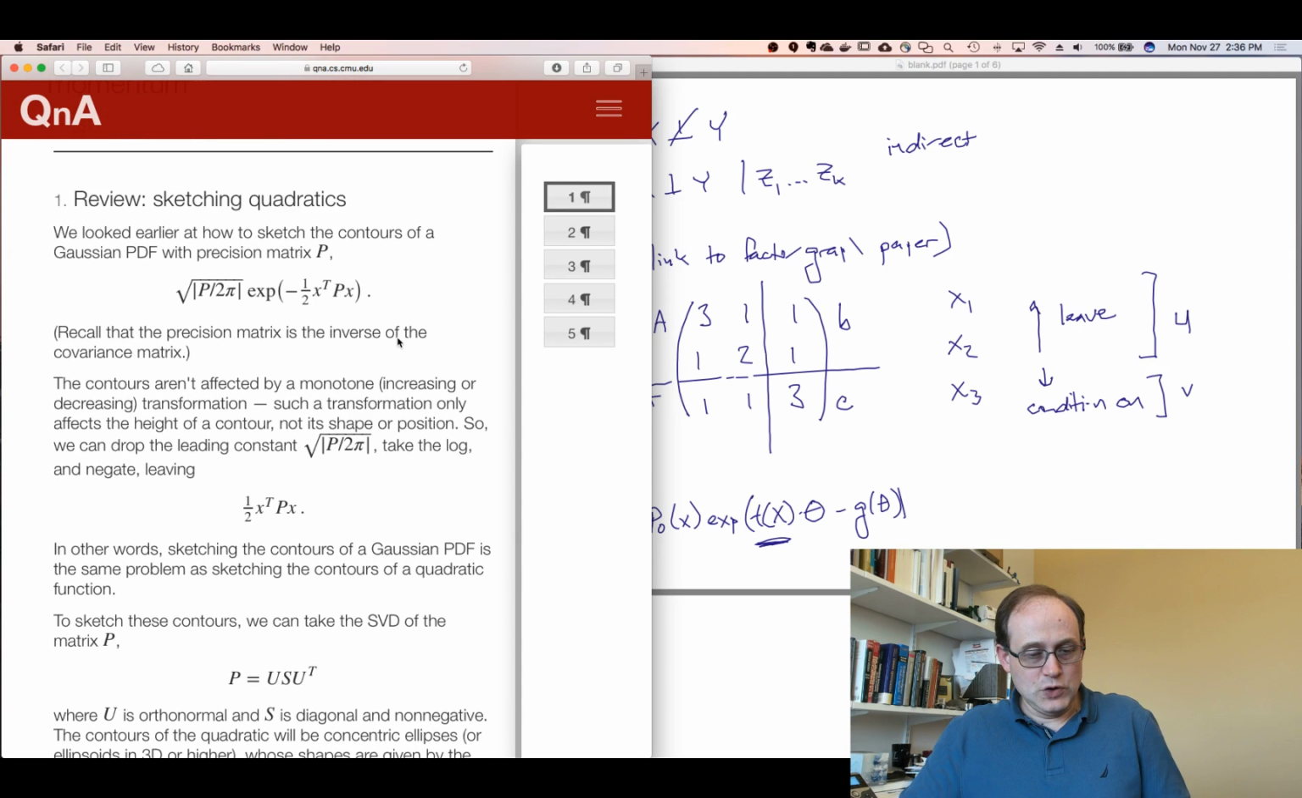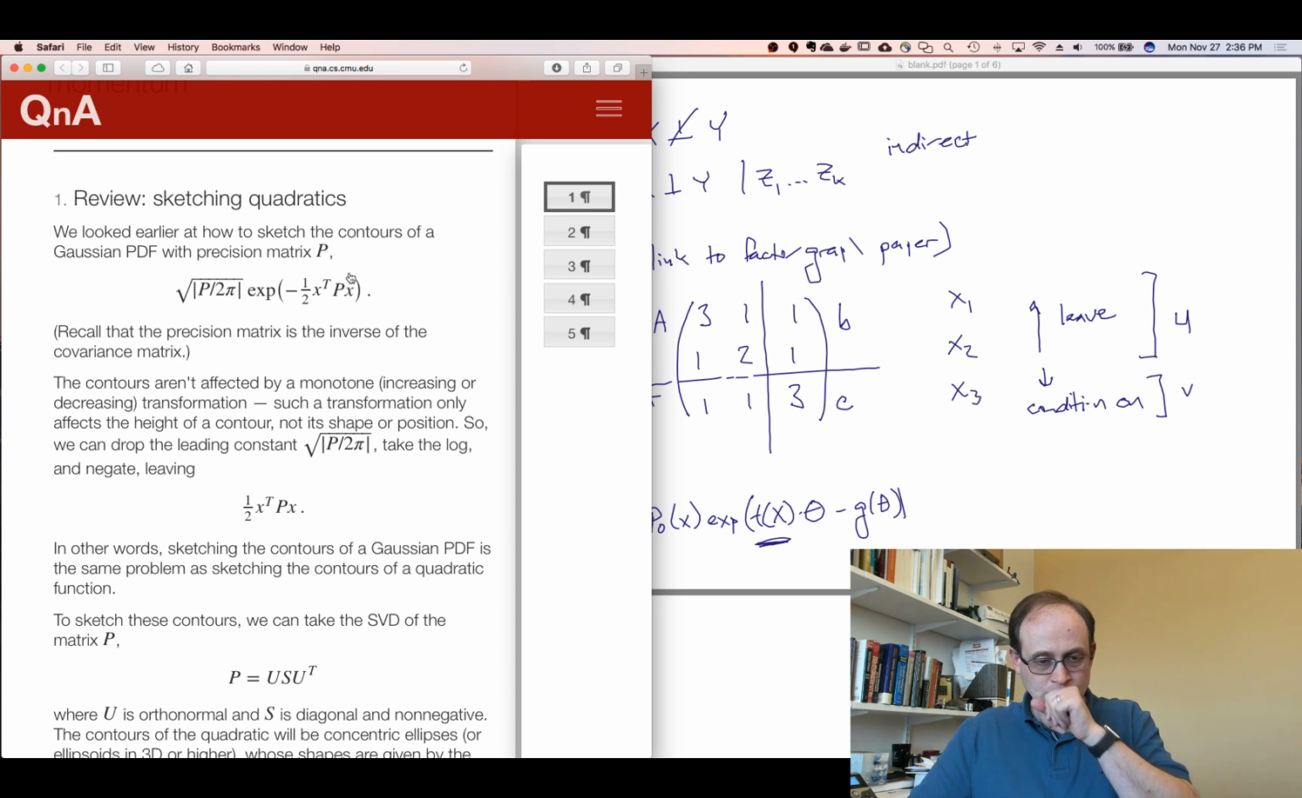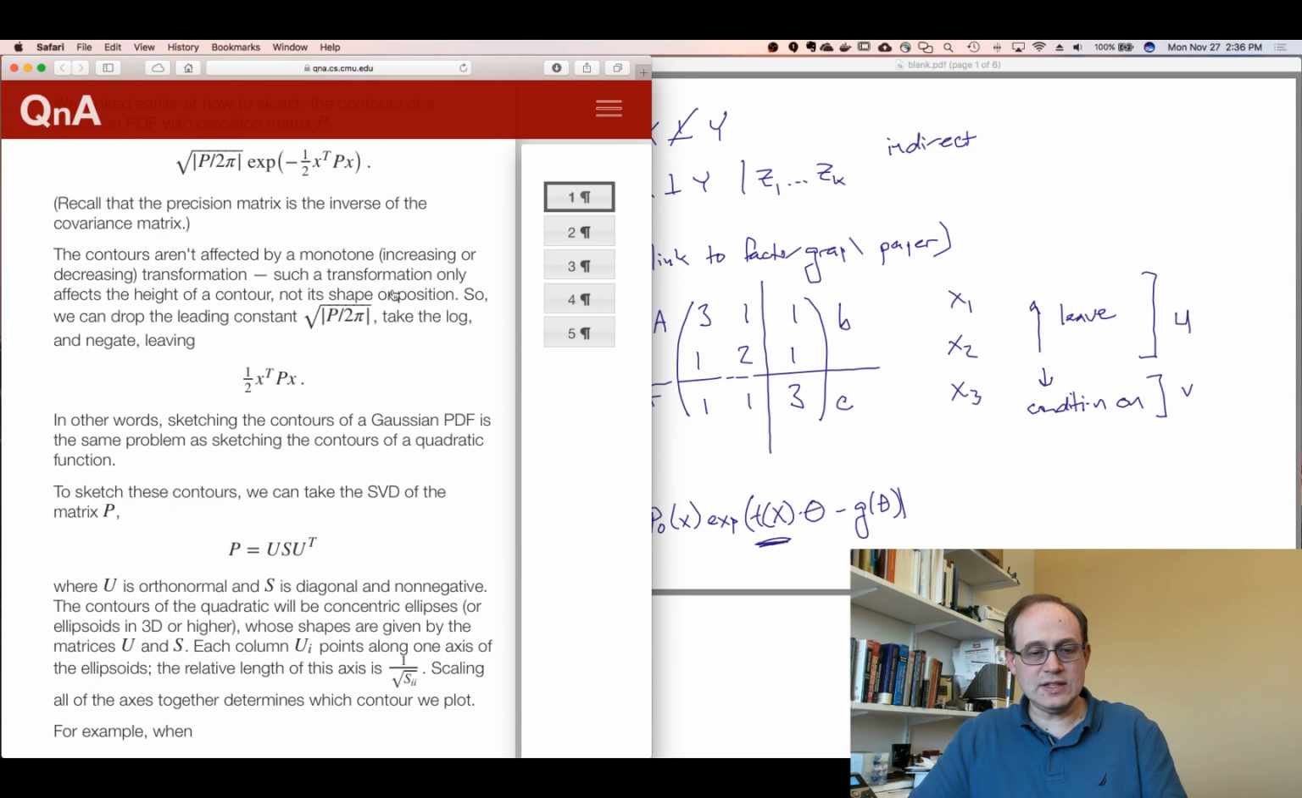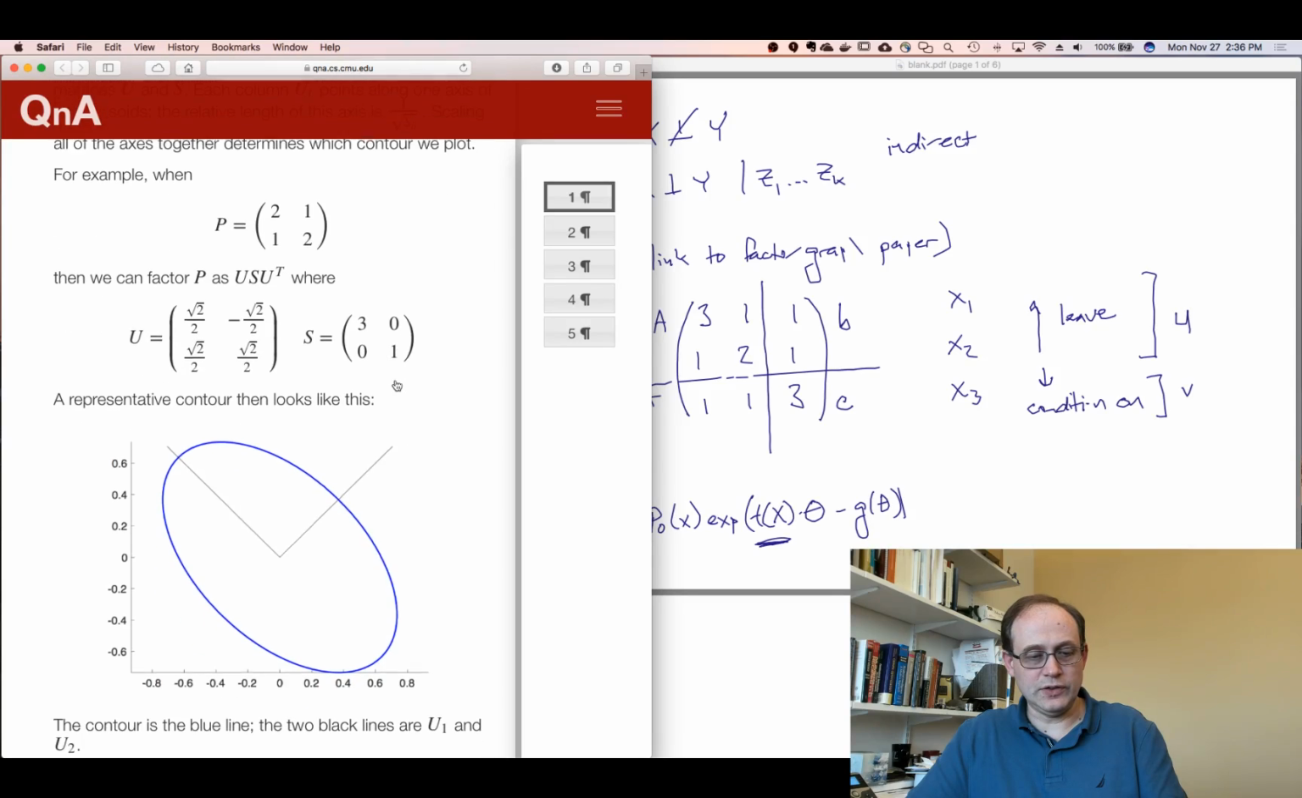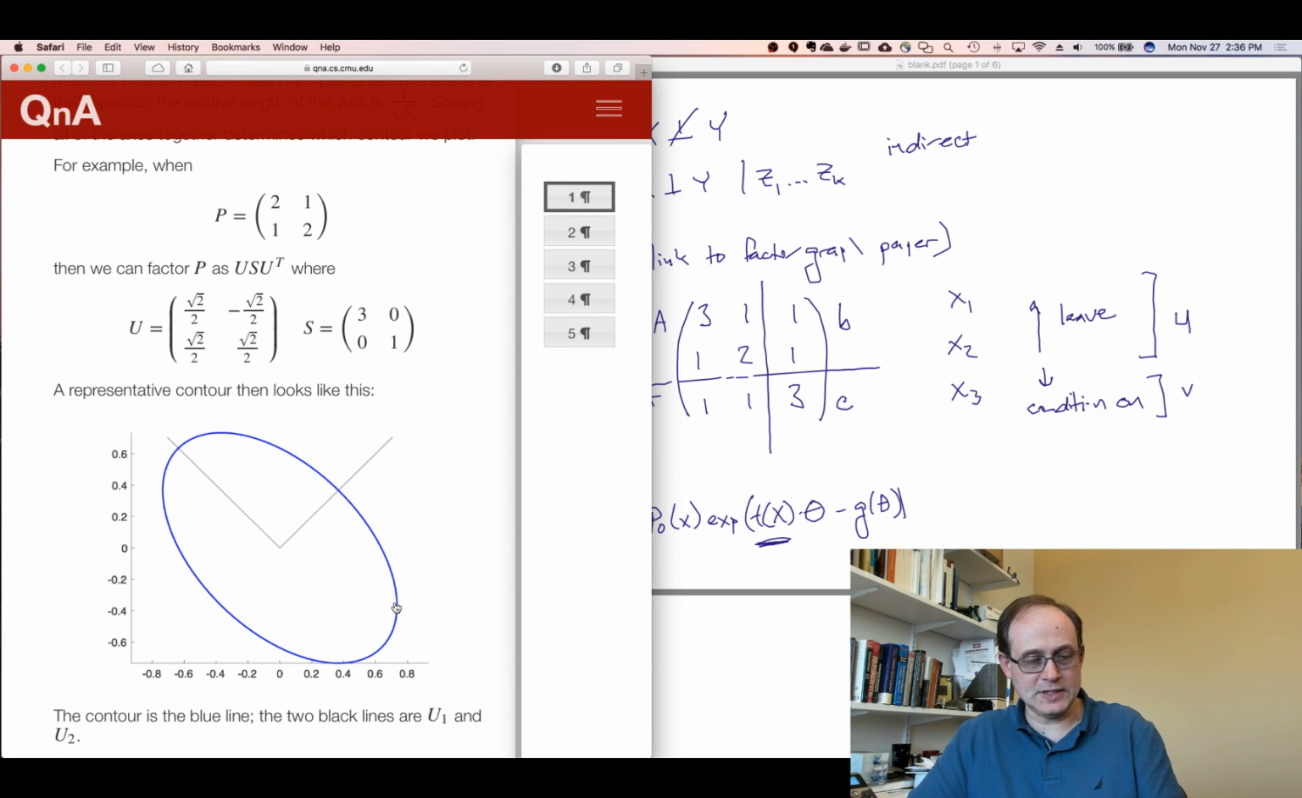If you remember, we talked about how to sketch the contours of a Gaussian given a precision matrix. And this precision matrix P, this is the same as omega from the last set of notes. In other words, it's the precision matrix of a multivariate Gaussian. And the way we did the sketching was, the contours looked like ellipses, right?